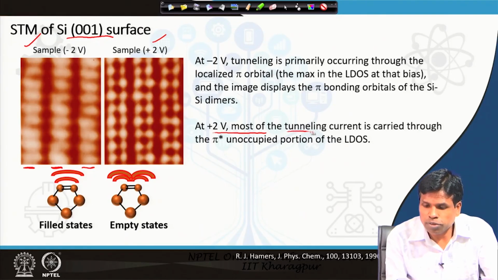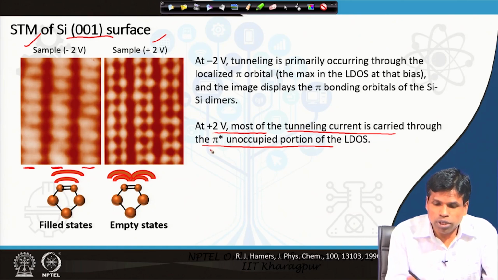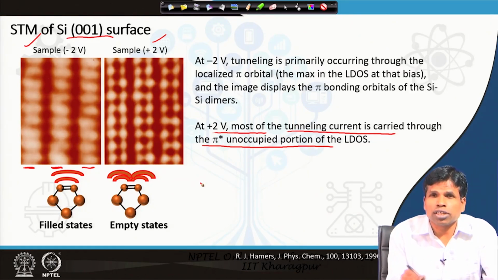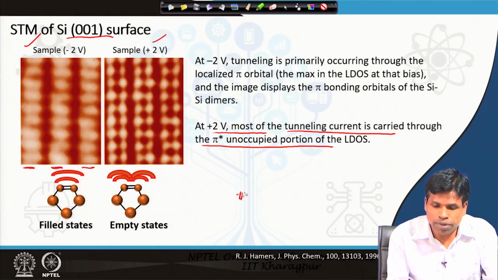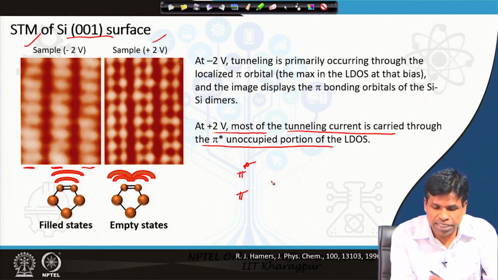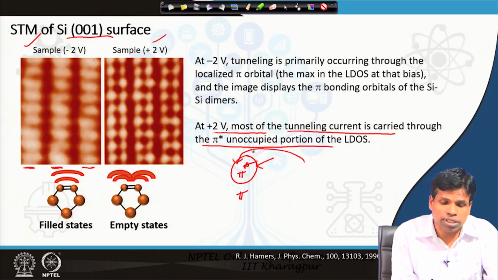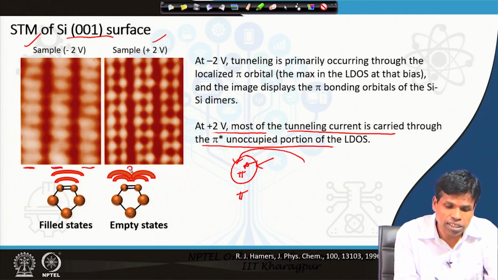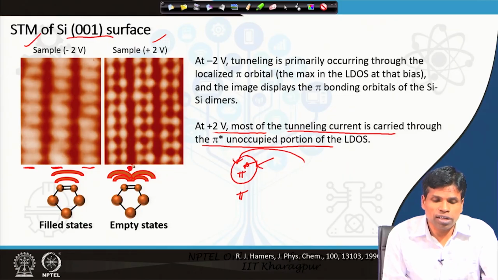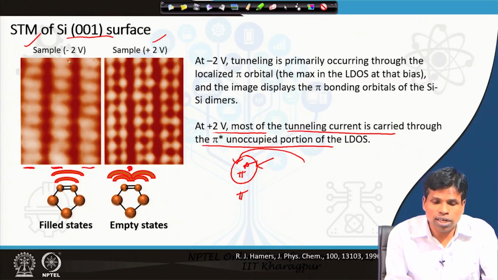So, at positive voltage, most of the tunneling current is carried through the pi-star unoccupied portion of the local density of states. We know in the case of a dimer, the sigma bond is very strong, and it is low energy. As it is low energy, electrons do not tunnel from those low energy levels, but we have pi and pi star. So, pi is occupied and pi star is unoccupied levels. For studying the unoccupied states, by applying a positive potential to the sample, electrons will tunnel to the pi star, the empty states. Therefore, in this region we will see a low current, or it will appear darker. The region where it is brighter has a higher tunneling current compared to the other region.